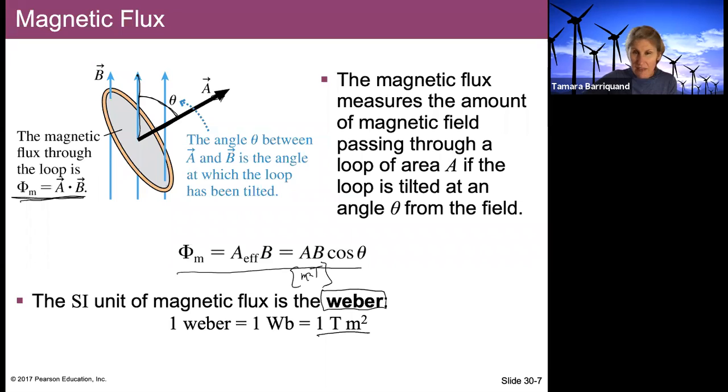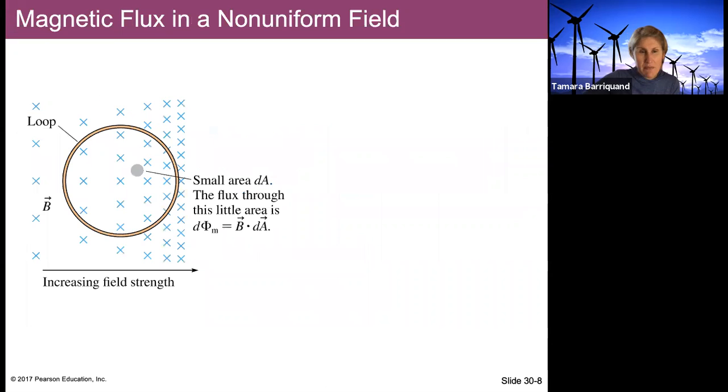Now, that's the magnetic flux. So now let's think about what it means to have a magnetic flux in a non-uniform field. In this field, we see that there are many more X's on the right side than there are on the left side. And so we have an increasing field strength from left to right. If we have a small area, dA, right here in the center of our loop, the flux through this little area will be d phi equals B dot dA. So that's what we're looking at here.